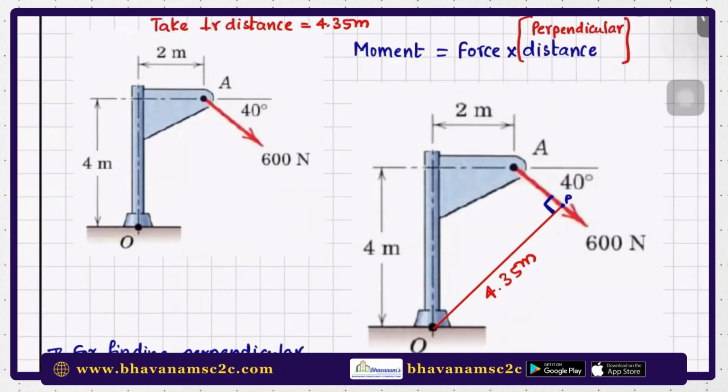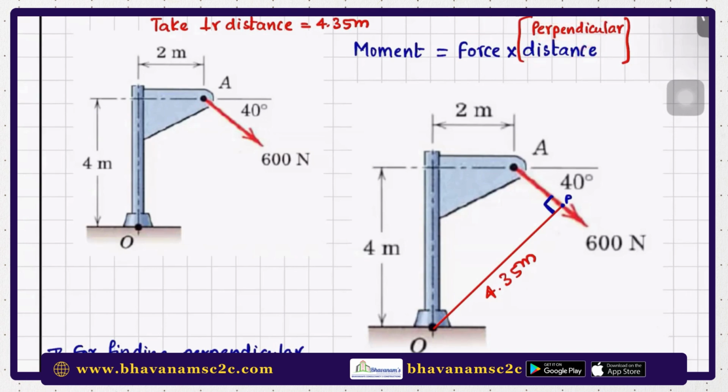Find the moment about the base point O. In this case, take the perpendicular distance as 4.35. To cut short your procedure, I have given the perpendicular distance, but let's see, we can find the distance also. My aim is to find the moment. So what is moment? Force into distance. But we have to be very precise: force into perpendicular distance.